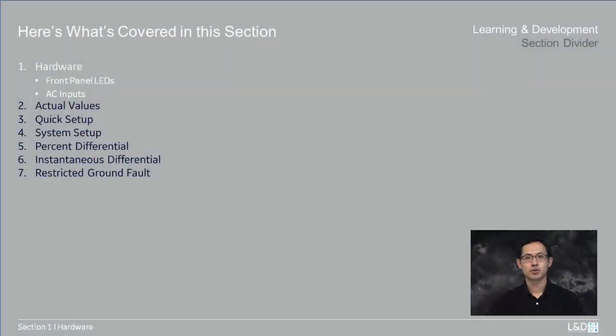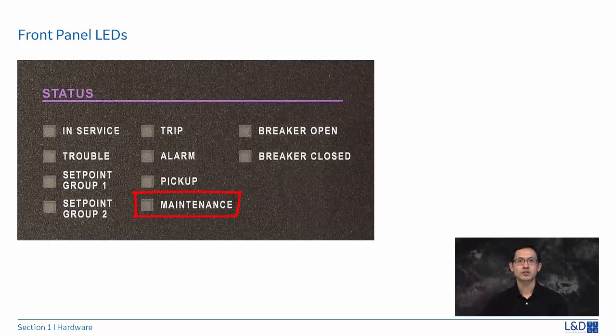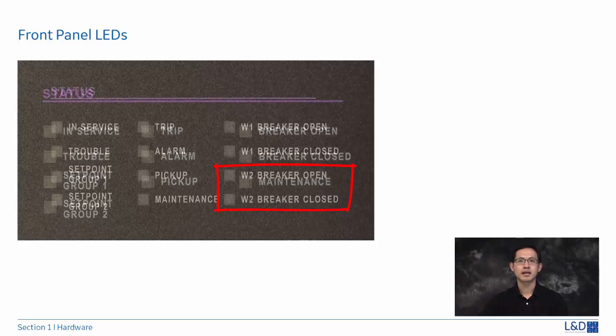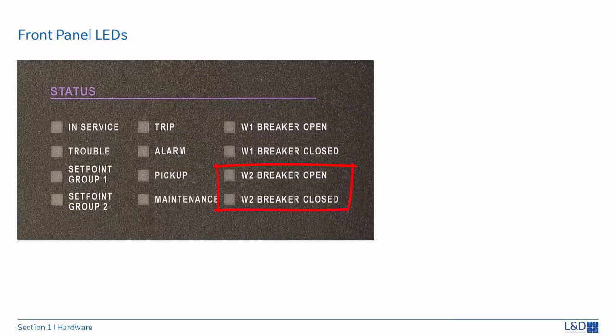In the hardware portion, we're going to introduce front panel LEDs and AC inputs. 345 relay has all the LED status of 350 relay. There are two differences. First, the maintenance is moved below the pickup. Second, the breaker control and the closed status are duplicated for two windings.